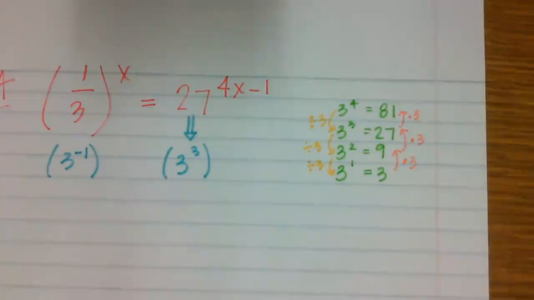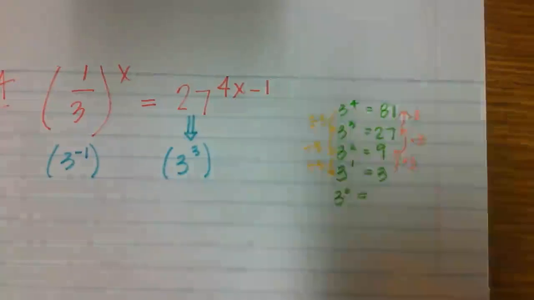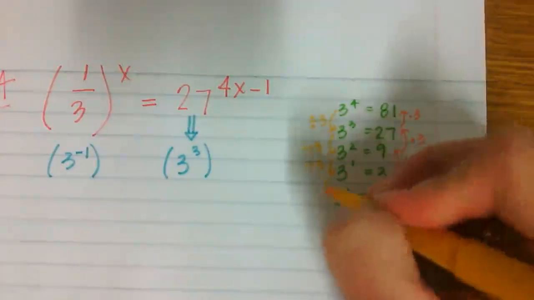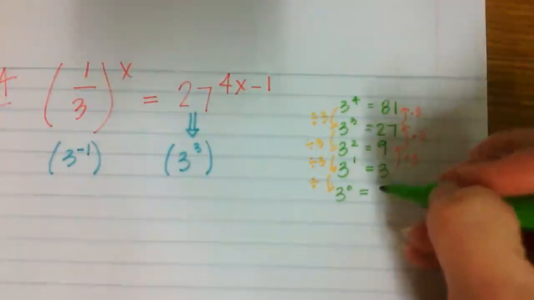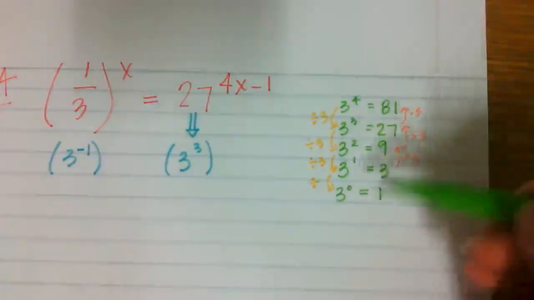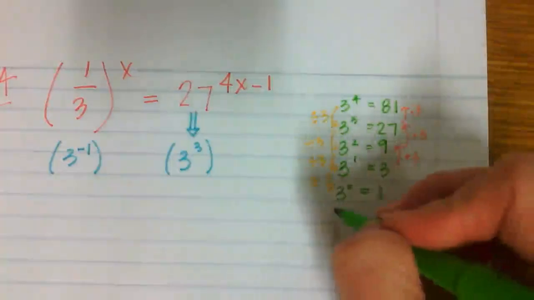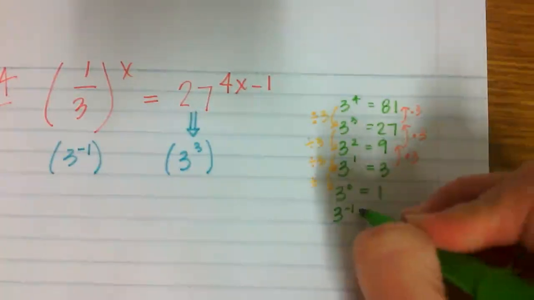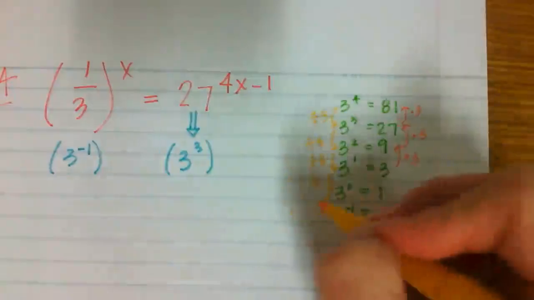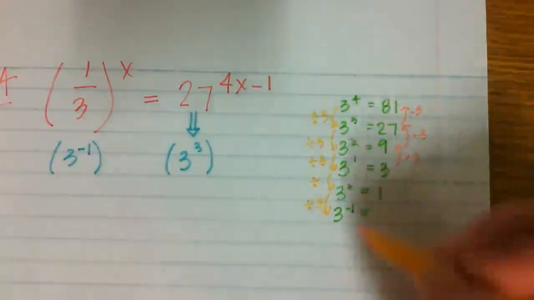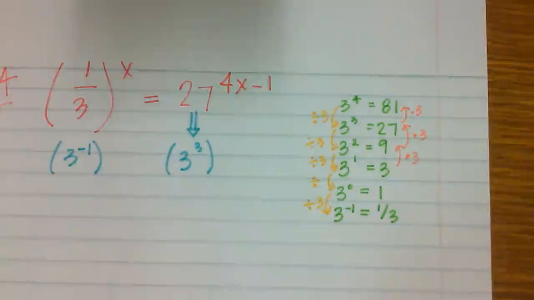Well, let's keep the pattern going. If our exponent goes down 1, that means we need to divide by 3. Well, 3 divided by 3 would be 1. So this explains why anything to the 0 power is 1. But let's keep going. Let's go down another exponent. Every time we go down with our exponent, we have to divide the previous answer by 3. Well, 1 divided by 3 would be 1/3.